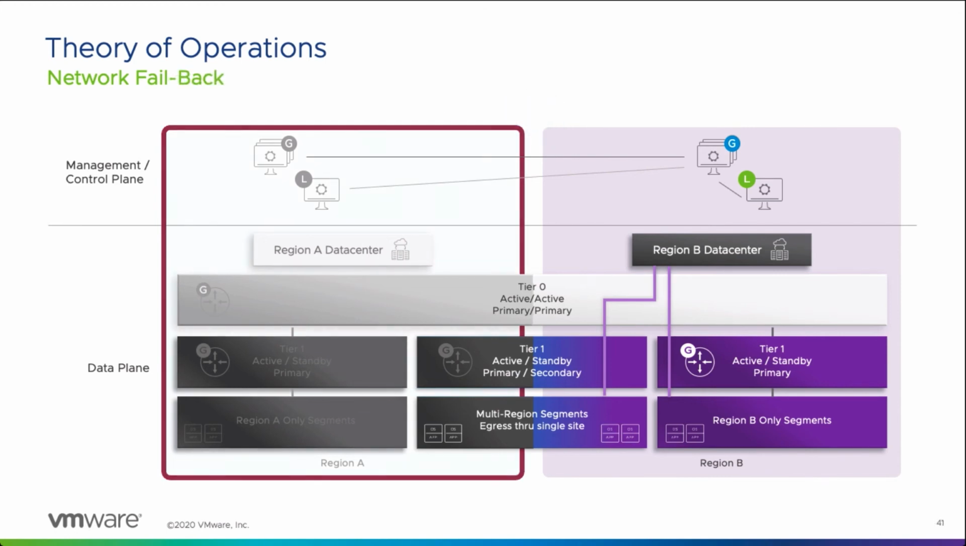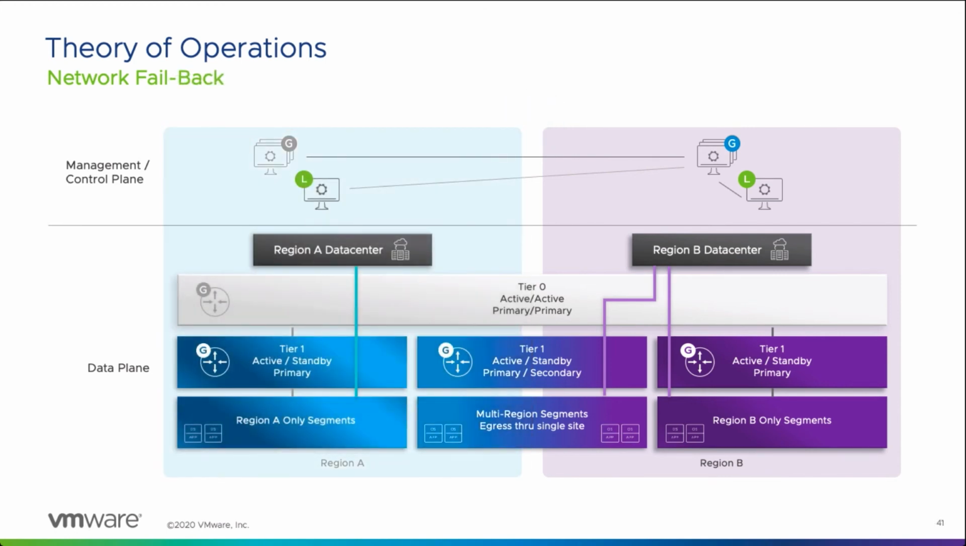Now, once region A is recovered, network failback will not occur automatically. If failback is desired, 2 manual actions will need to take place. The standby global manager in region A will need to be promoted to primary, and that multi-region Tier 1 router will need to be reconfigured to be primary in region A and secondary in region B.